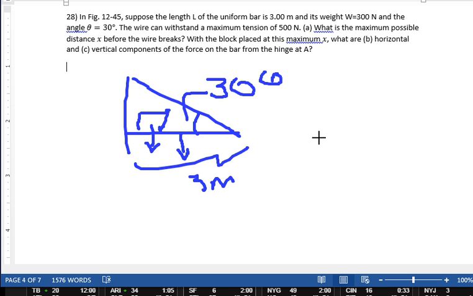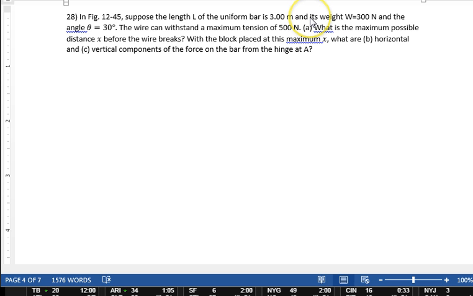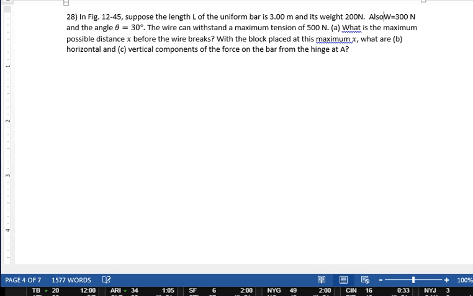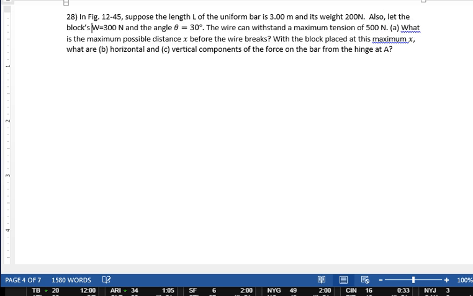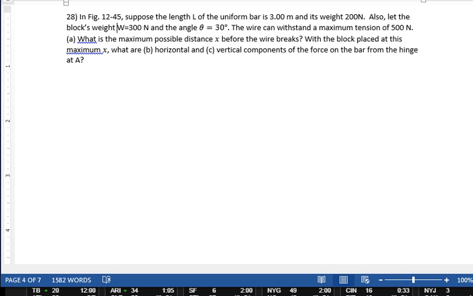And I'm missing, oh, the weight of the box. Oh, I'm missing a sentence in this one. Give me just a second. 3 meters and its weight is 200 newtons. Also, let the block's weight, W, equal 300 newtons. Okay, now we have all the information we need. Apparently I didn't type everything.